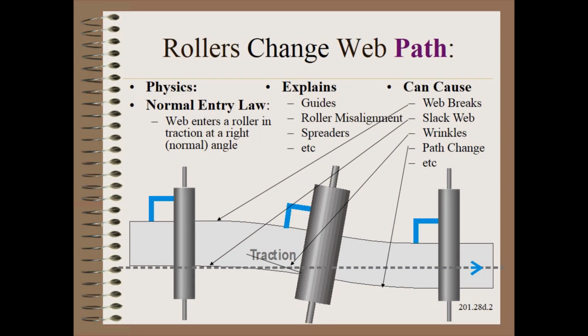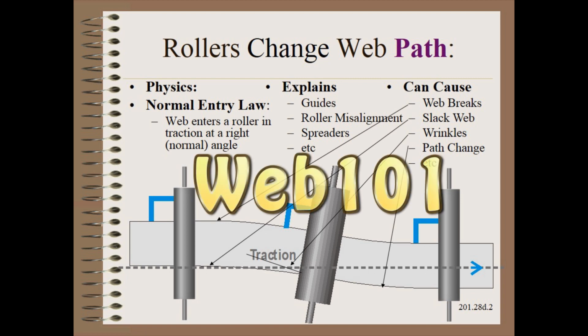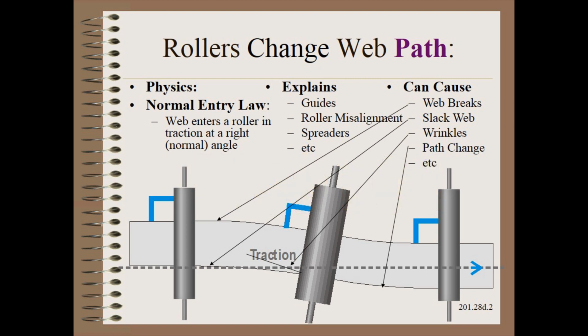This slide is a review from Module 2 of my Web 101 course. Those of you who have not had this course should probably do so, as what follows in this clip builds upon that material. Let's take an overhead look at three rollers in a line as the web moves from left to right. Further, let us assume that one of the rollers is crooked.